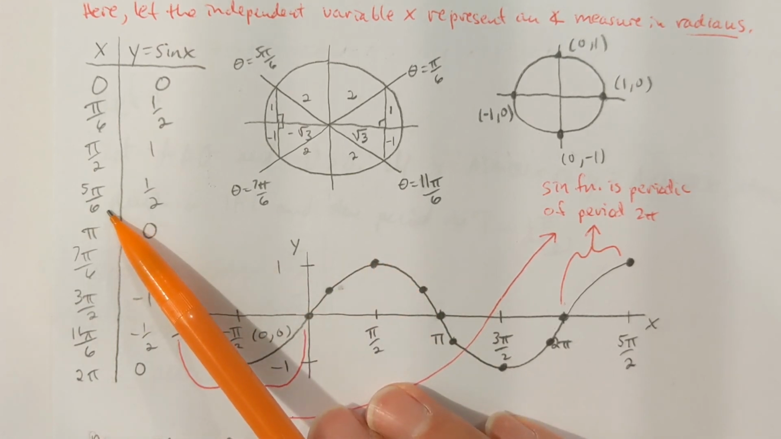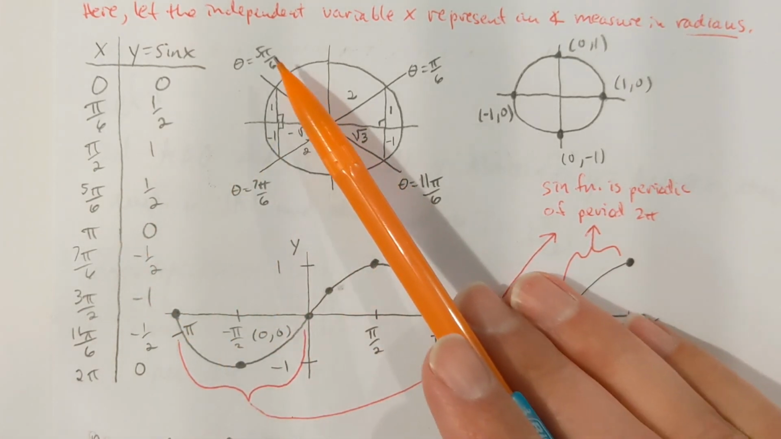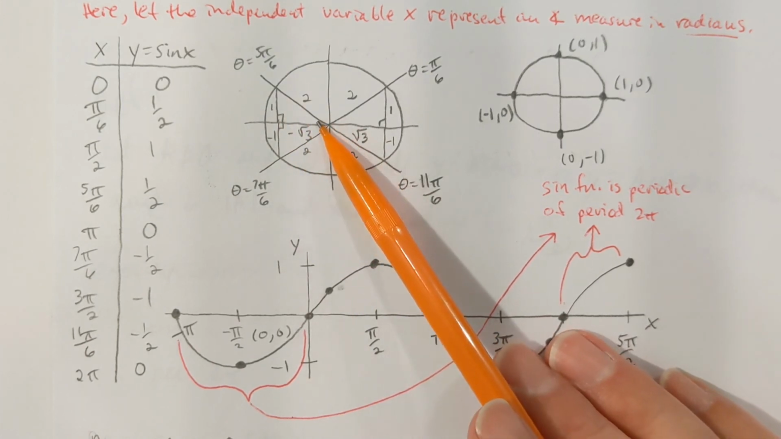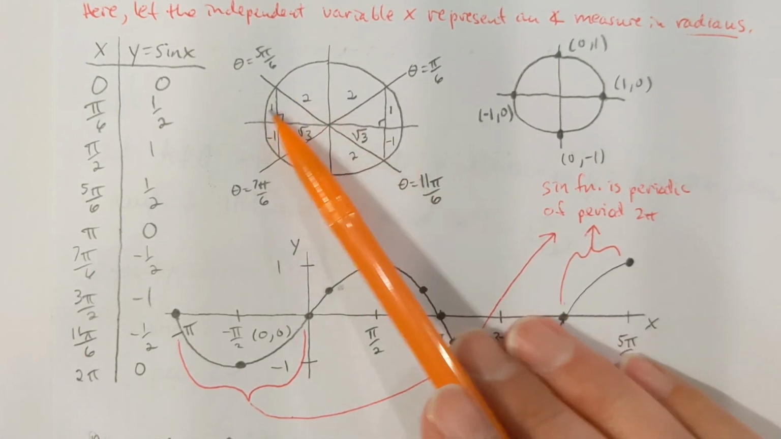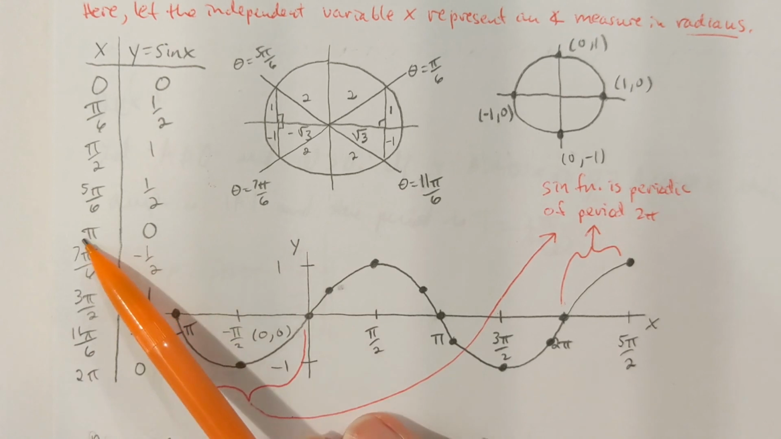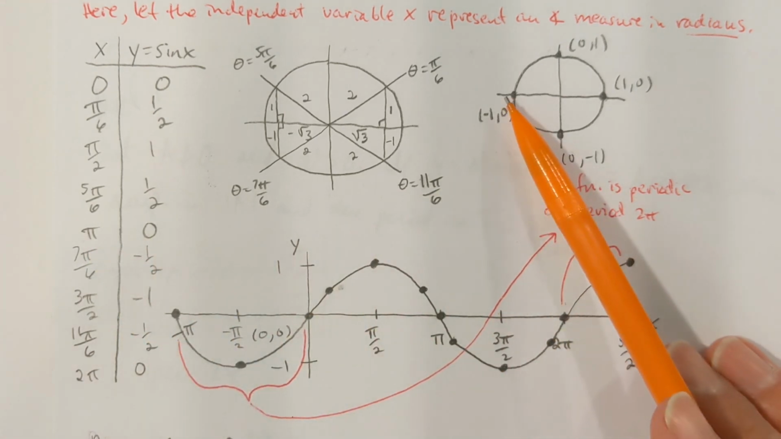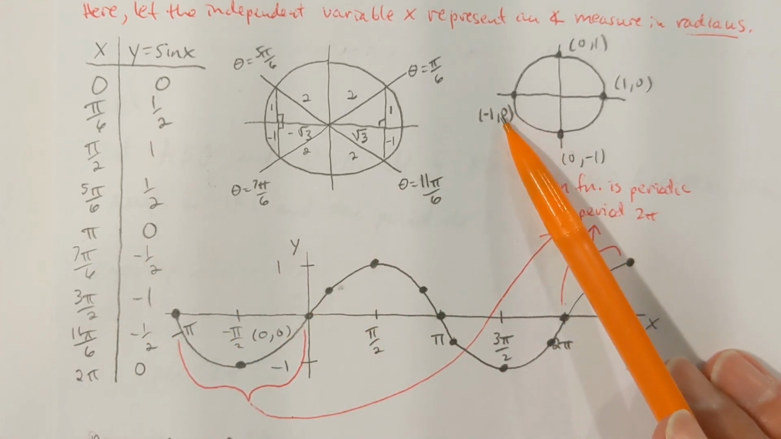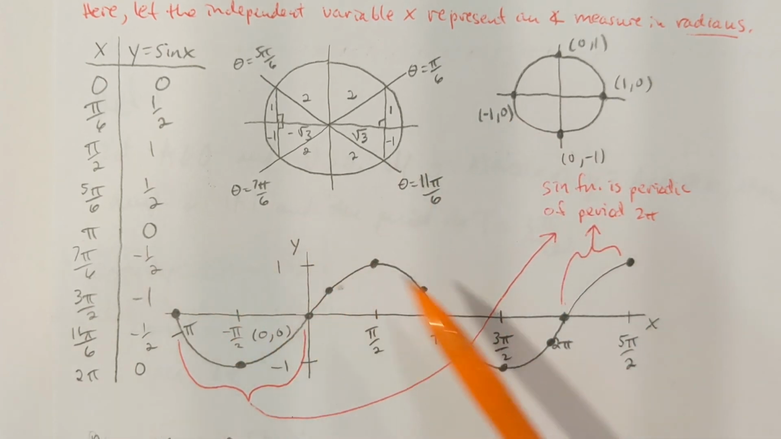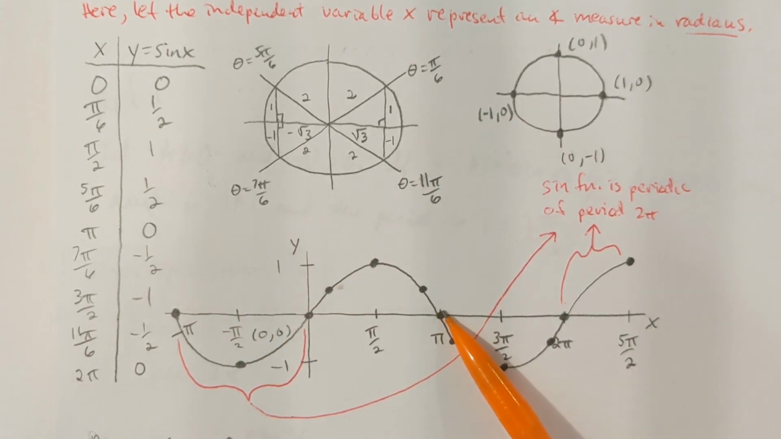If x is 5 pi over 6, I've got a 30, 60, 90 right triangle, but it's in quadrant 2. Opposite over hypotenuse, I'm getting 1/2. So here is 5 pi over 6, 1/2. If I let x be pi, then y is 0 and r is 1. 0 over 1 is 0.